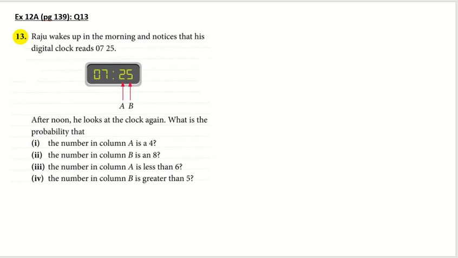This question says, Raju wakes up in the morning and notices his digital clock reads 0725. Afternoon, he looks at the clock again. What is the probability that the number in column A is a 4? So first thing, column A, let's take note, is over here. There is a context or an understanding to this question.